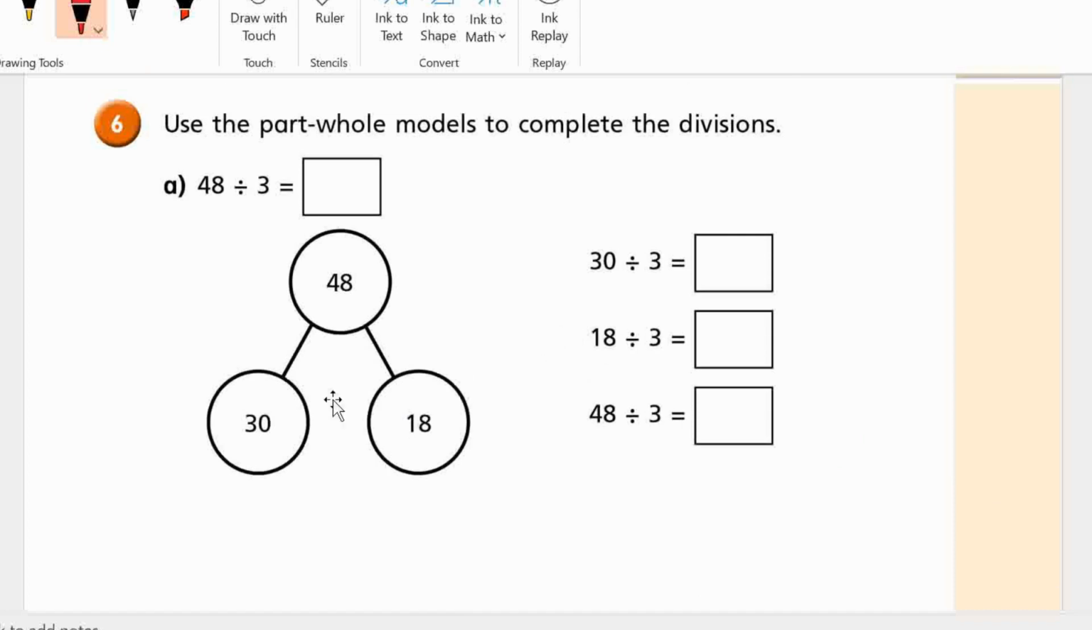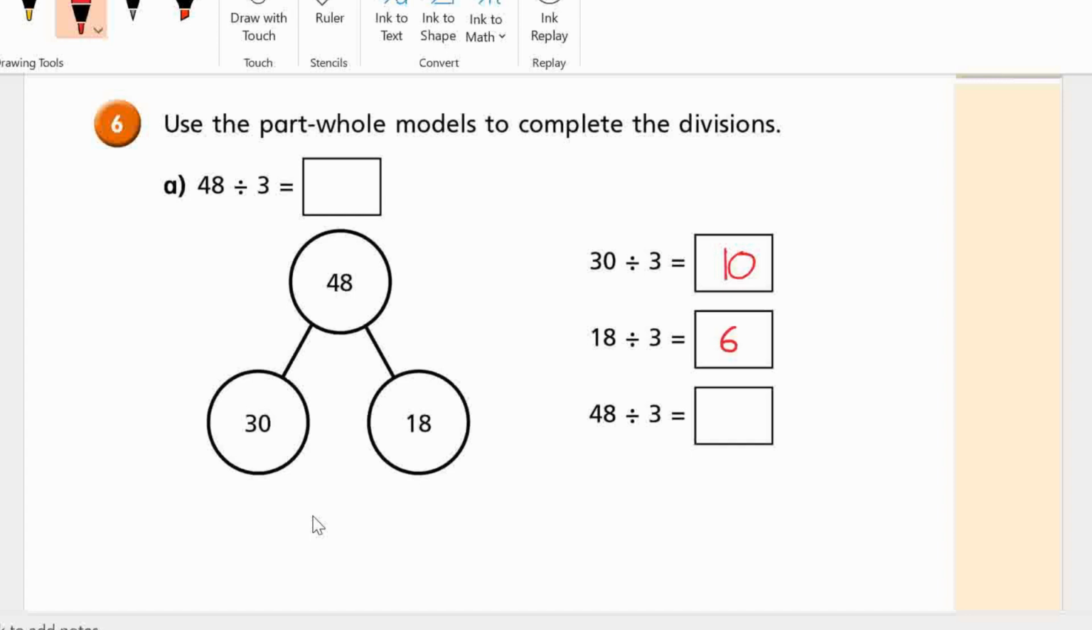So 48 divided by 3. Use the part-whole models to complete the division. 48 divided by 3. So we're dividing by 3. So they've sensibly taken 30 away from 48 because we know what 30 divided by 3 is. What is 30 divided by 3? 10. 10 times 3 is 30. 30 divided by 3 is 10. 18 divided by 3, a little bit more tricky, but you can work it out. 6, because we know 6 times 3 is 18.